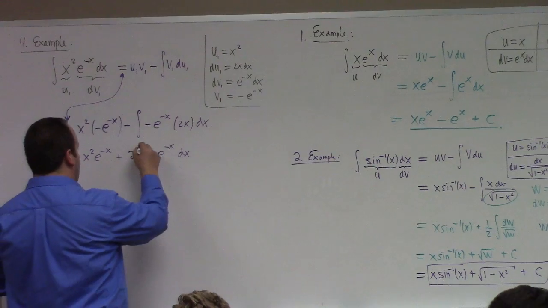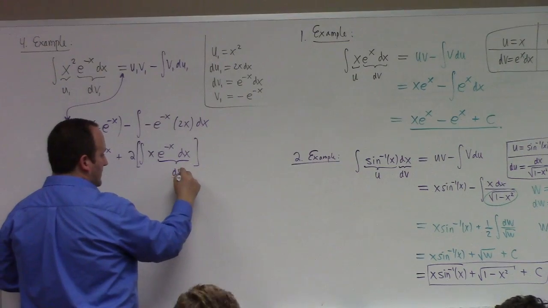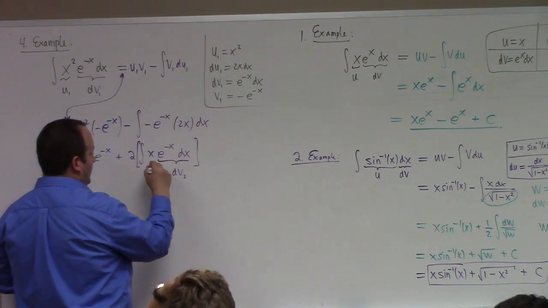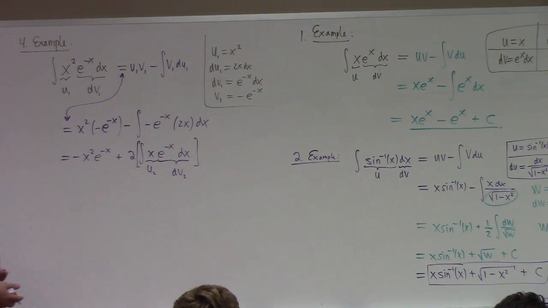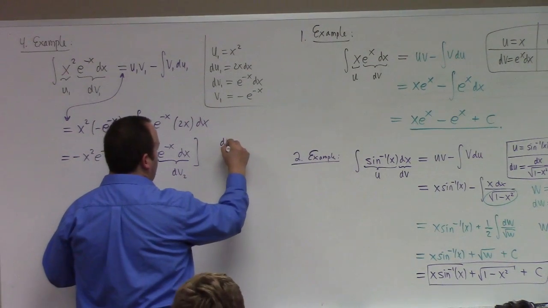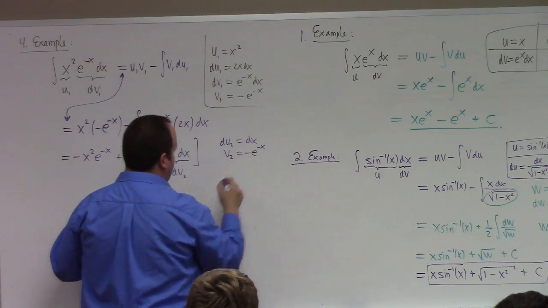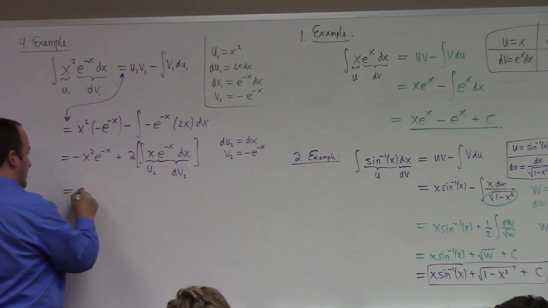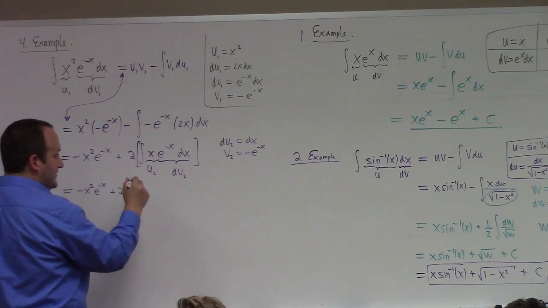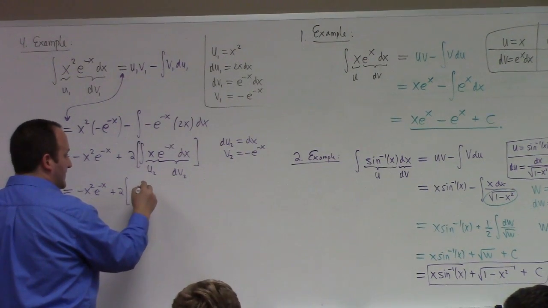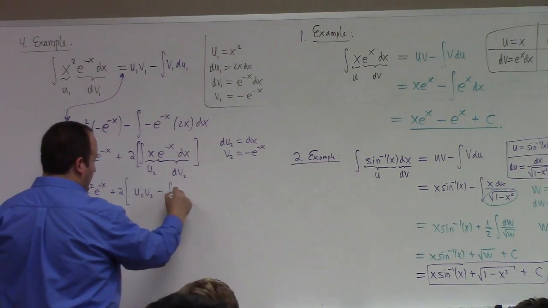Right? So at this point, I'm going to focus in on this integral right here, and I'm going to say, aha, this is my dv2, which is the same as dv1 for what it's worth, and this is my u2. So I'd integrate by parts again. So du2 is dx, and v2 is again minus e to the minus x. And so I have minus x squared e to the minus x plus 2, big parentheses are your friends. Remember, parentheses are your friends. Let's see here. So we got ourselves u2 v2 minus the integral of v2 du2.